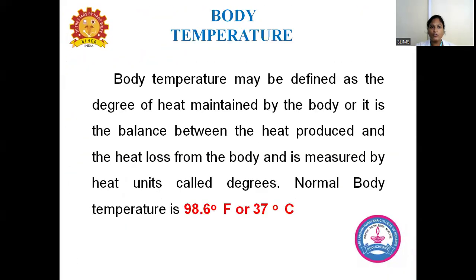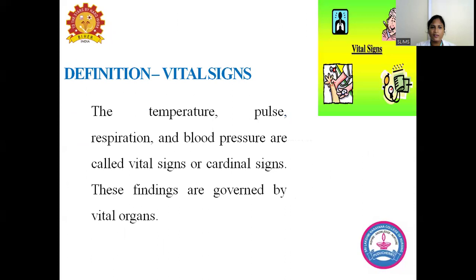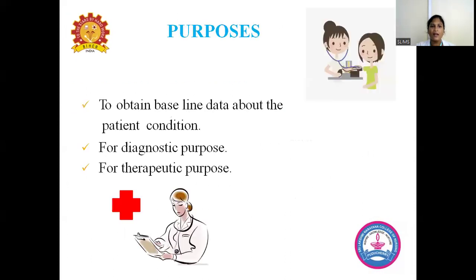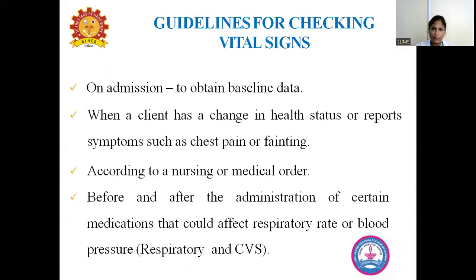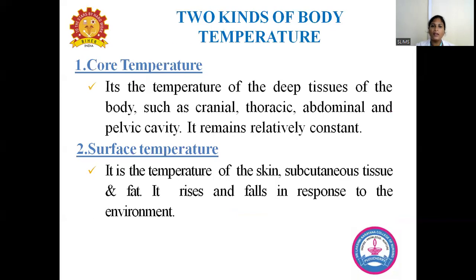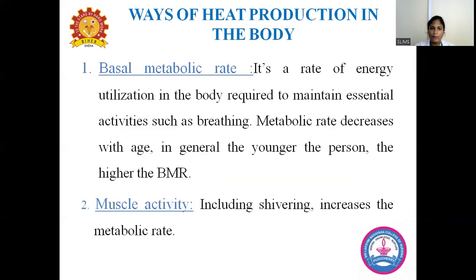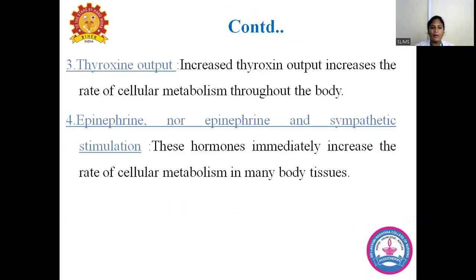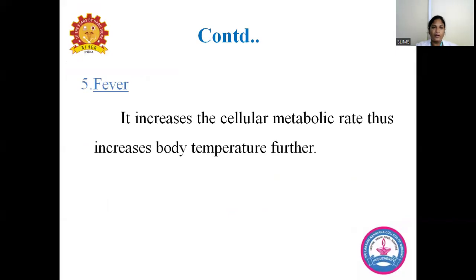So the summary and the conclusion. First, we saw the introduction and the definition: the vital sign of temperature, the purposes of temperature, and guidelines for checking vital signs and body temperature. The normal value of body temperature is 98.6 degrees Fahrenheit and 37 degrees Celsius. And two kinds of body temperature we have seen, the core temperature and surface temperature, and the physiology of body temperature: basal metabolic rate, muscle activity, thyroxine output, epinephrine and norepinephrine, sympathetic stimulation, and fever.